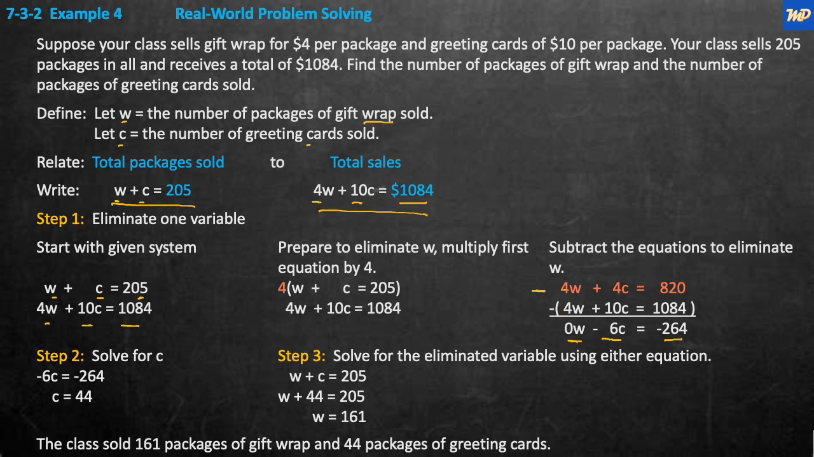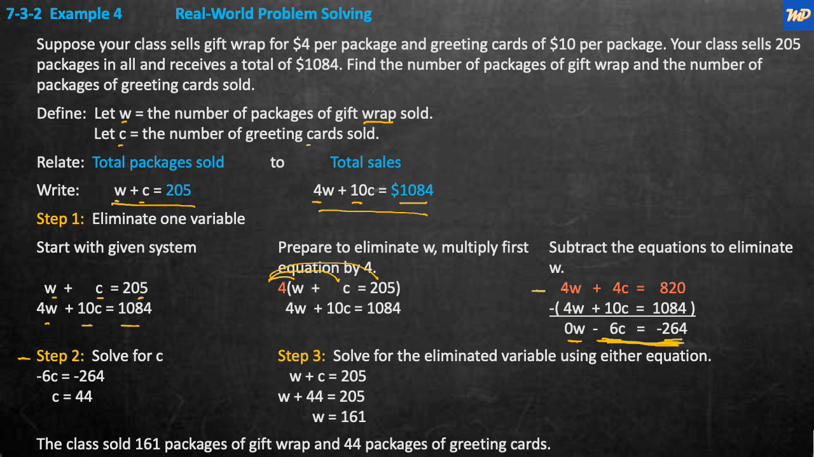Just like when you multiplied each term by 4 over here, you have to subtract all the terms here. So now that you've done that, you've come up with an equation for C, and you solve for C, step 2. It's negative 6C is equal to negative 264. That came from right over here. Negative 6C is equal to negative 264.